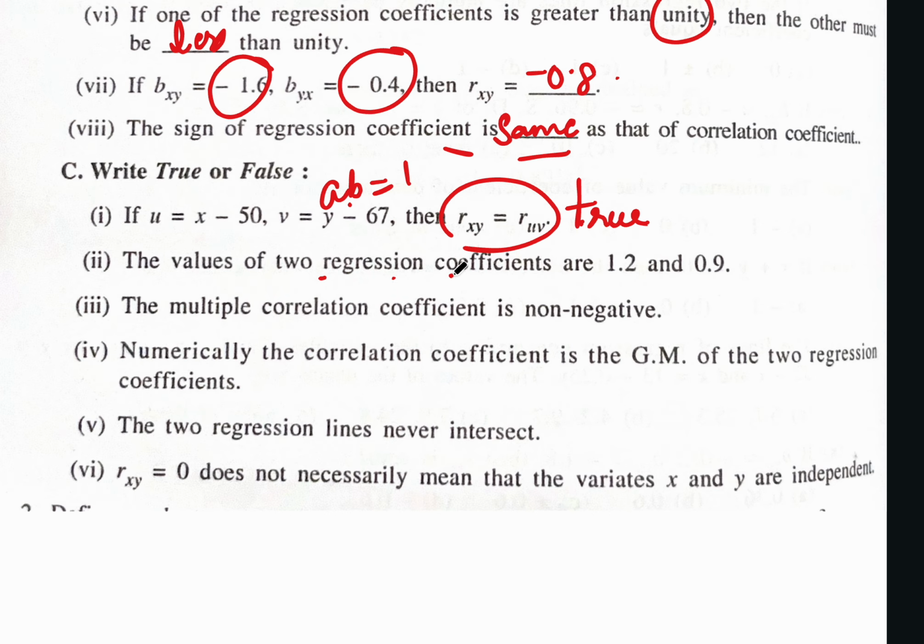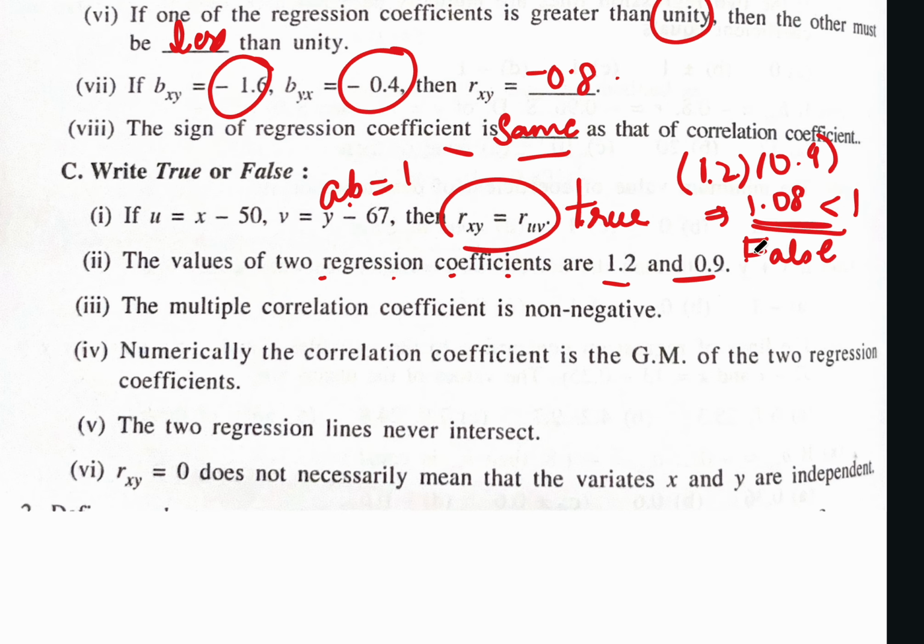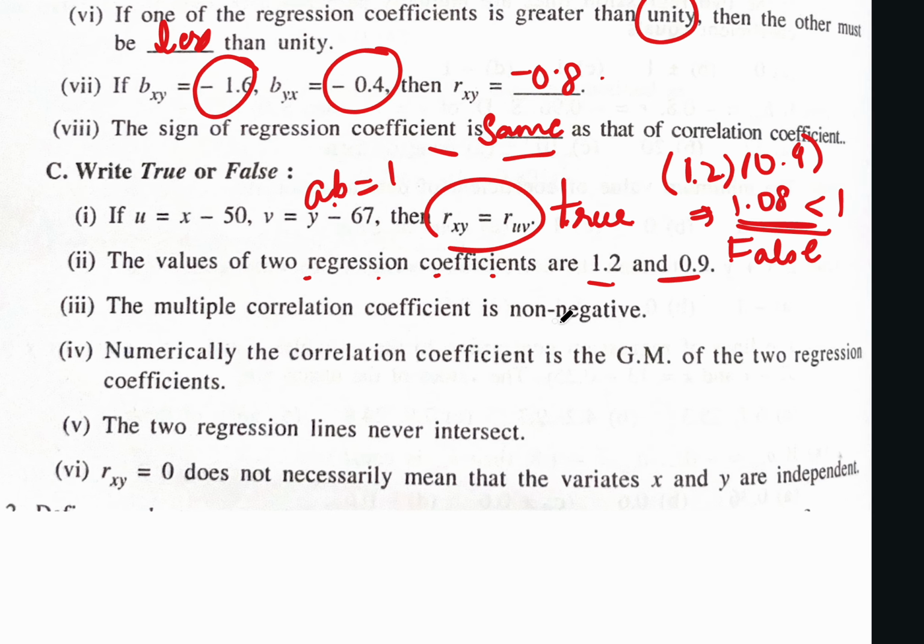If two regression coefficients are, wait, 1.2 into 0.9 will result in 1.08, so it's false. The product of these two must be less than 1. The multiple correlation coefficient is non-negative. Correlation coefficient cannot be directly non-negative. Wait, it says false.